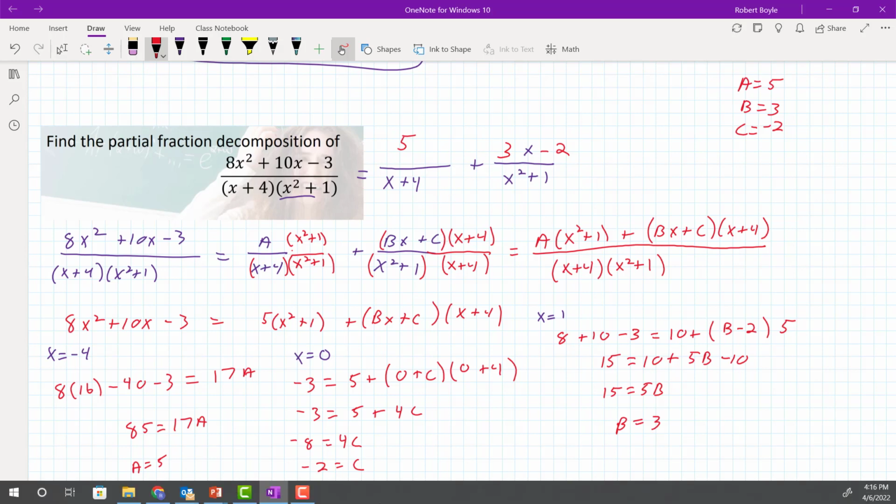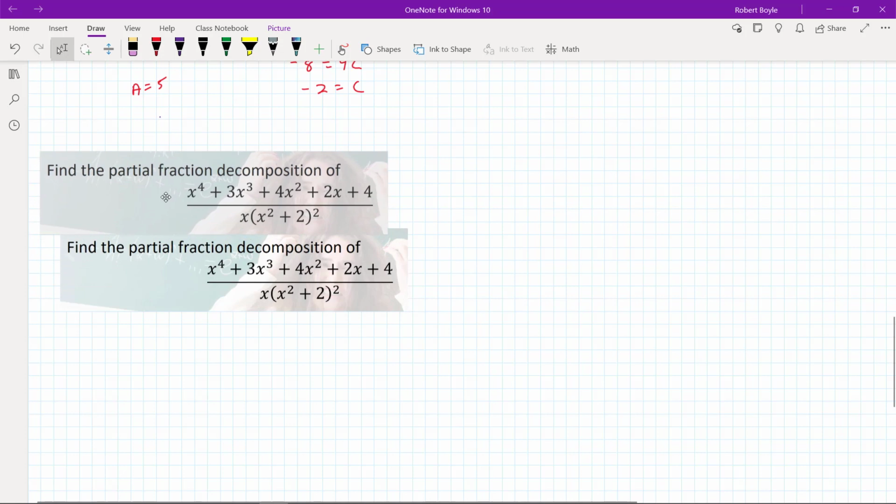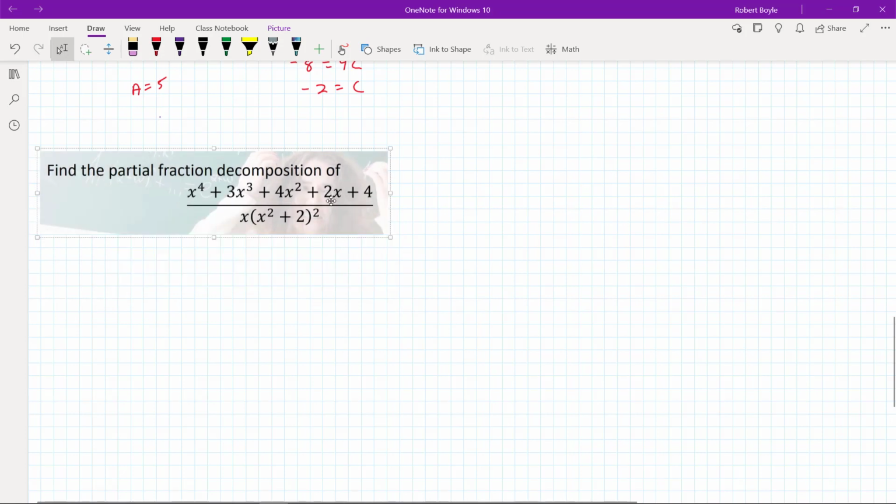And that brings us to our last problem, which is a bit of a bear. This might actually take a little bit of time. Okay, so here we are. We want to find the partial fractions decomposition of x to the fourth plus 3x cubed plus 4x squared plus 2x plus 4 divided by x times x squared plus 2, squared. So this factor is repeated twice. But nonetheless, we don't need to worry about factoring the denominator. It's already factored for us.